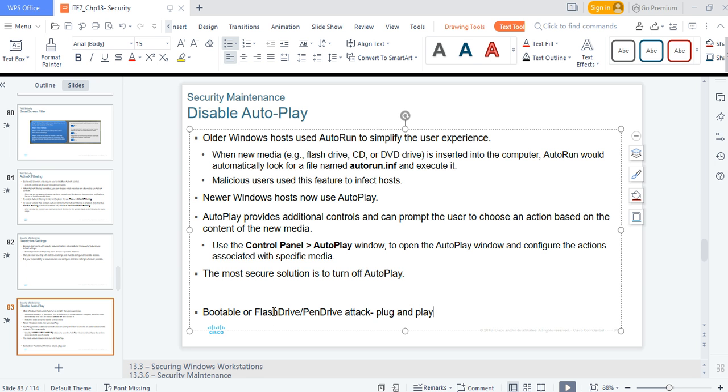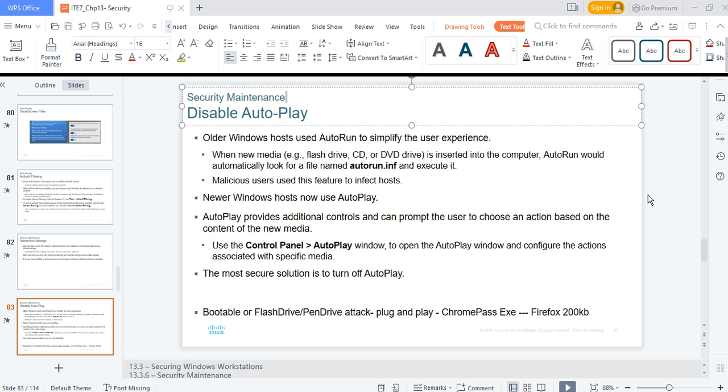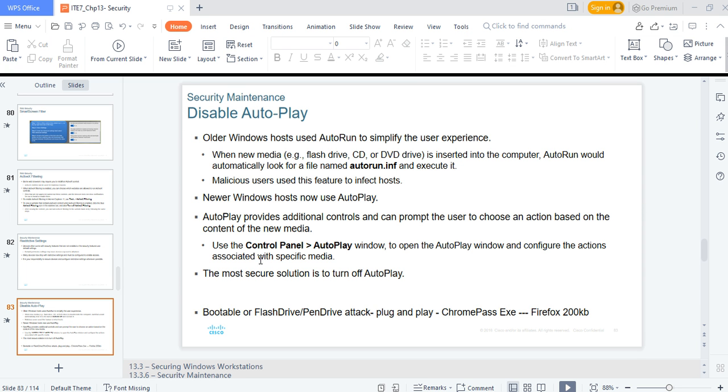There's a script within the flash drive, within the CD. The person puts it in even while you're away from the PC, while you're away from the laptop. The person plugs it in, it runs, and it can retrieve data. You could try what we call the Chrome password exe. It has a version for, I think, Firefox also. This is a very dangerous tool. It's less than 200 kilobytes, even up to 300 kilobytes. It can run and download all of the passwords that you have saved on that PC with respect to the browser. So you want to be very, very careful in how you allow things to auto run on your PC. Go to Control Panel, go to the autoplay window, and you can toggle that on and off.